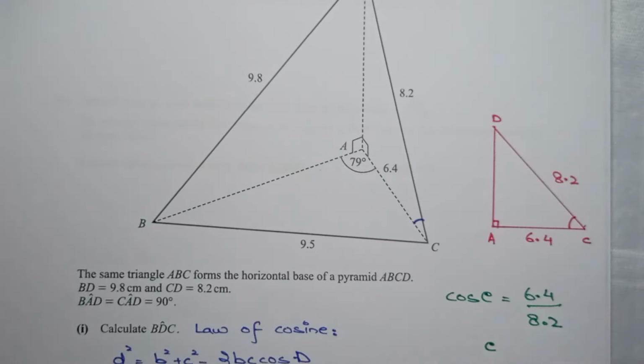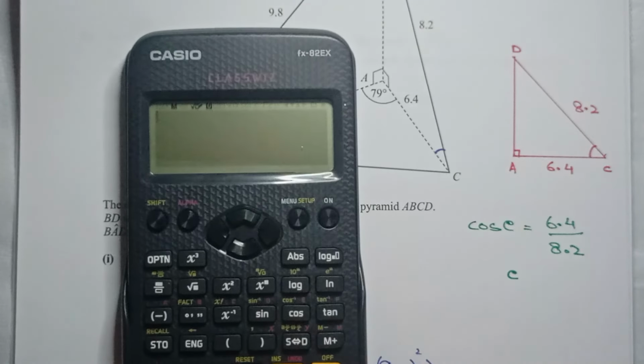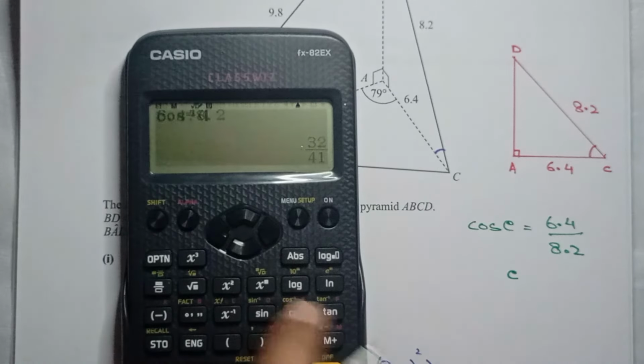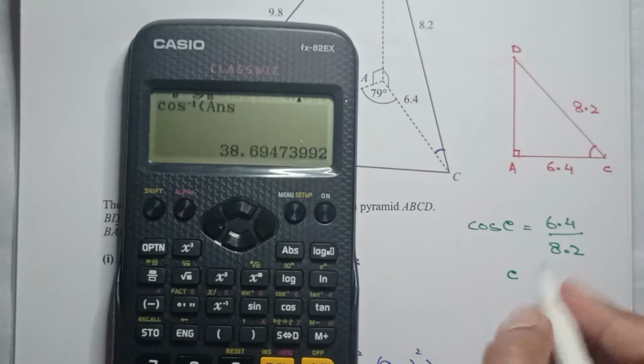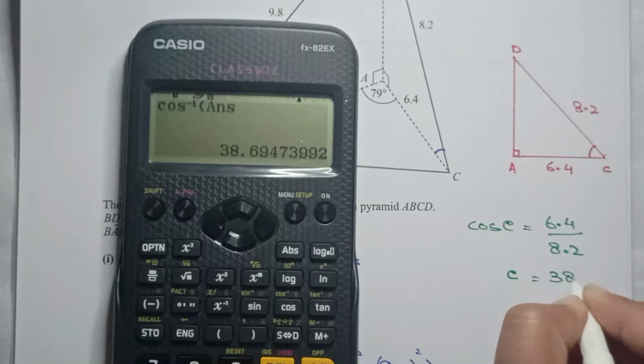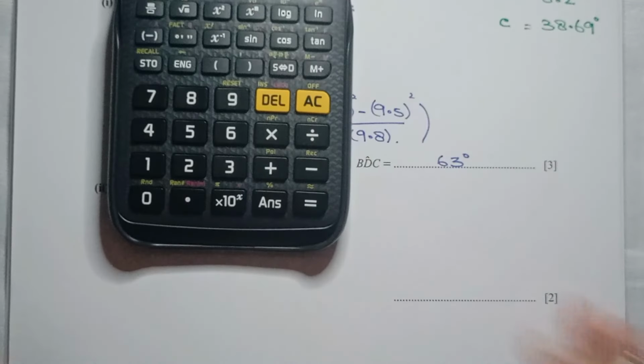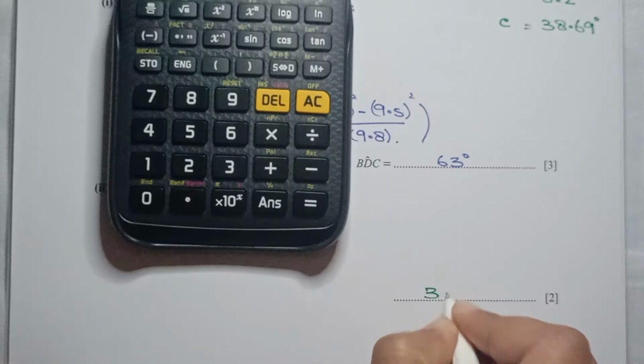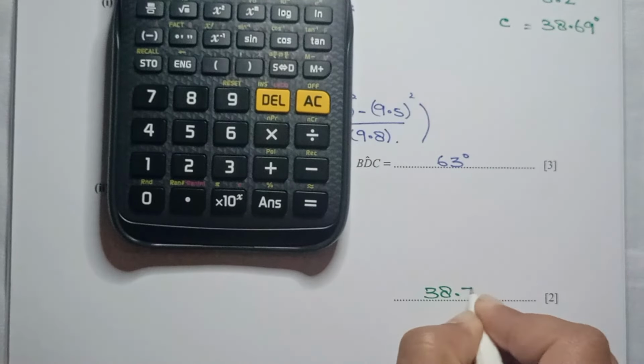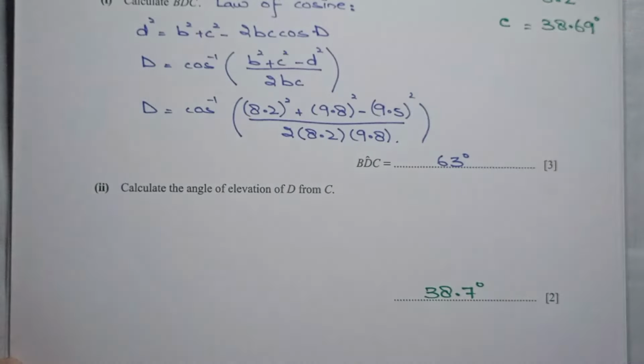So what is angle C? Angle C would be 6.4 divided 8.2, and doing cos inverse, this would be 38.69 degrees. Let me write it down. It would be 38.7 degrees. Correct to one decimal place.